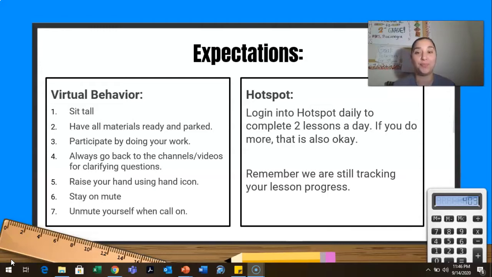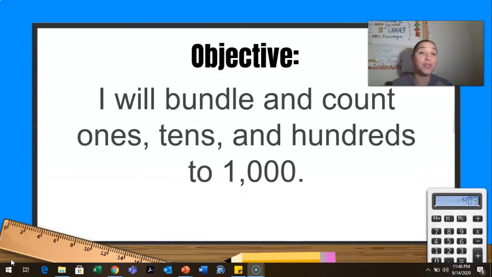Let me tell you why I'm super excited. Because by the end of today's lesson, we're going to be able to bundle and count ones, tens, and hundreds to 1,000. Your turn to read the objective. Yes, we're going to bundle. Let's find out all those keywords that we need to learn in this.